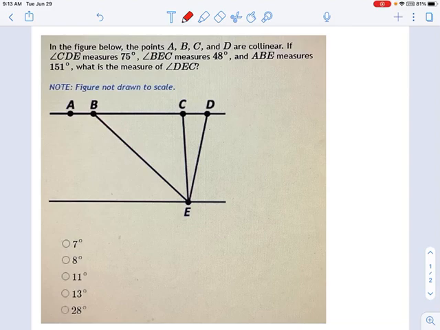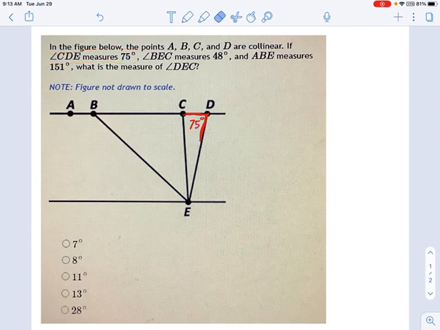So we're told that we have a figure with points A, B, C, and D in it, and they're all collinear. What that word collinear means is they're all in a line. And you could tell they're all in a line just from looking at the graph. And then we're also told that angle CDE measures 75 degrees. So, let's put that in this plot here. CDE, what is that? That is this angle right here. Okay, that's 75 degrees.